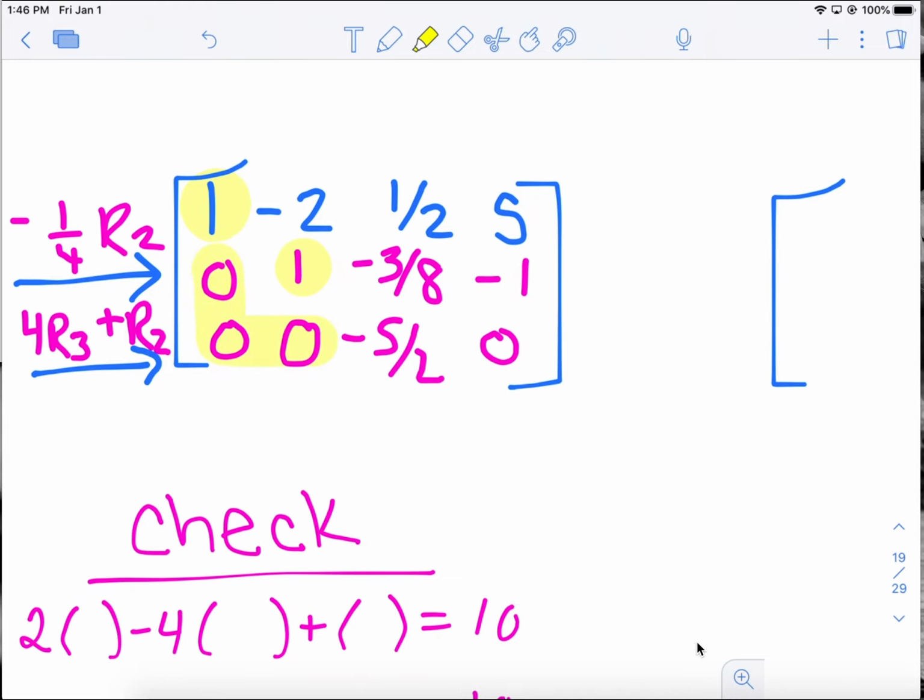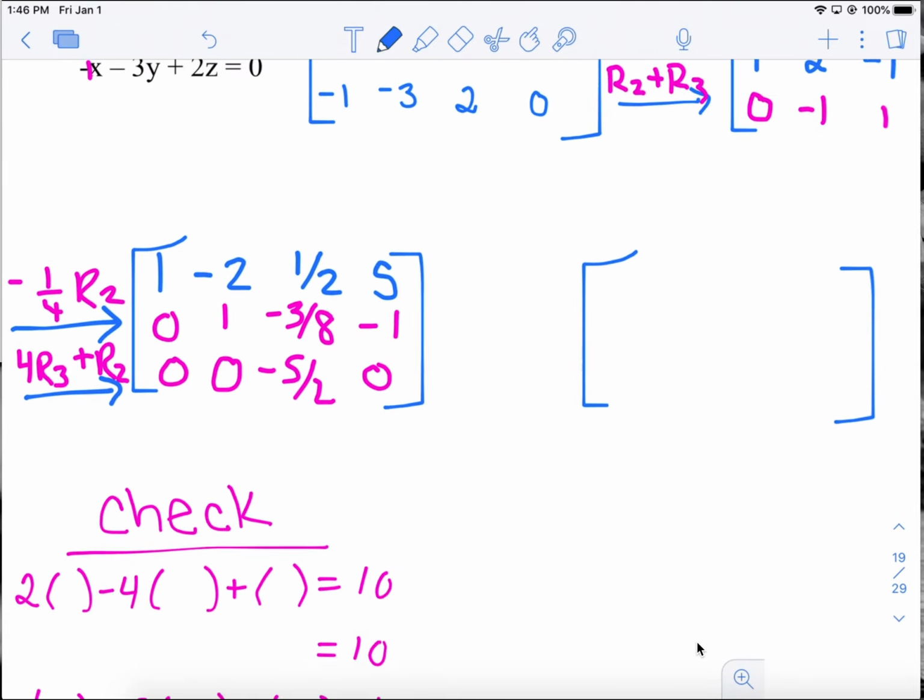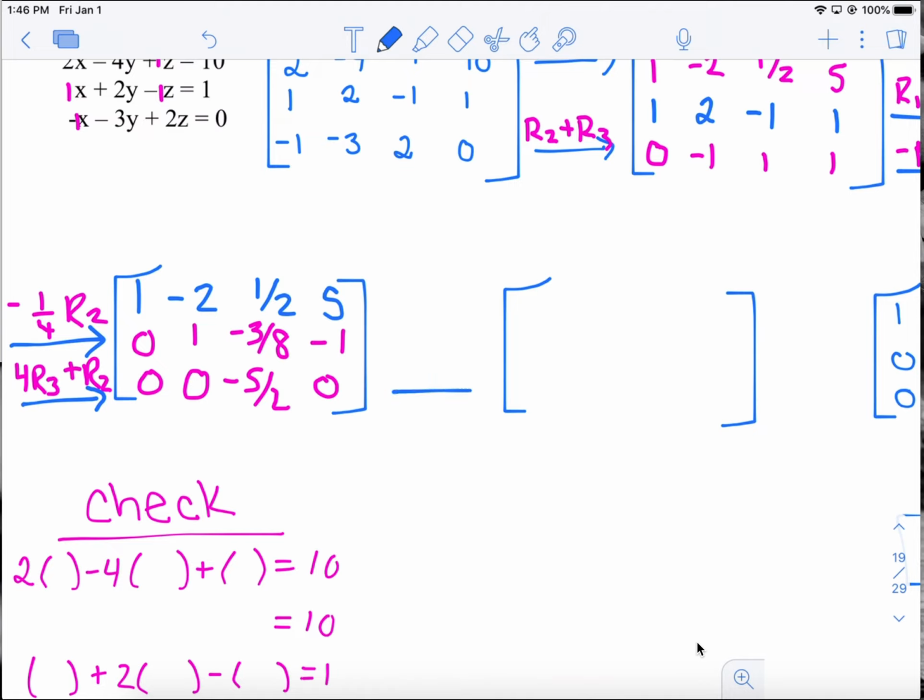So of my next goals, I am trying to turn this guy into a 1. And then my last goals will be to 0 out these guys. Okay, so those are our goals. Let's see if we can get our next piece going. All right, so main focus is getting this bottom guy to turn into a +1.